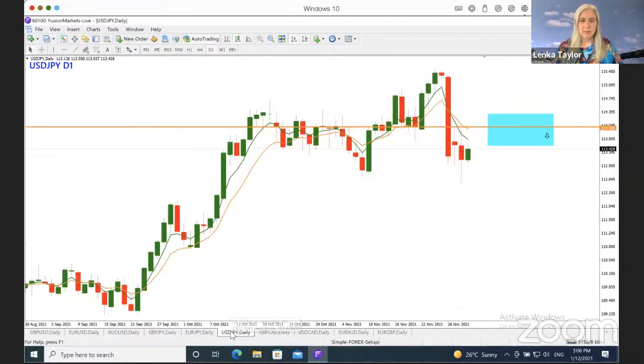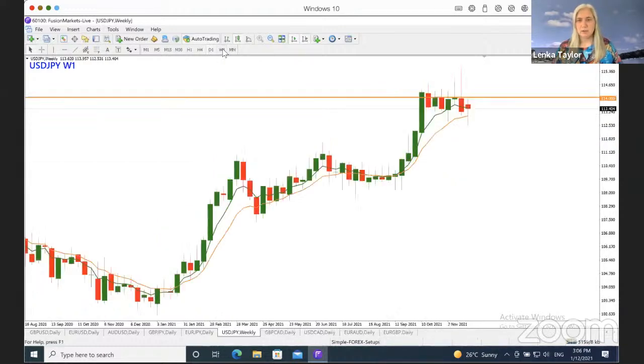Next currency pair I'm looking at is USDJPY. So USDJPY is now back under that 114. So on this, I'm looking for a short. We had on the weekly, again, a big tail and an engulfing the previous week. Lots of tails there. So still looking for a short on this one now that we have a close underneath.